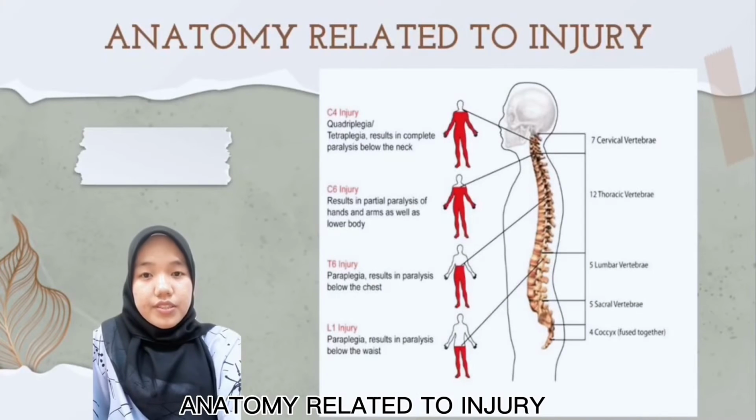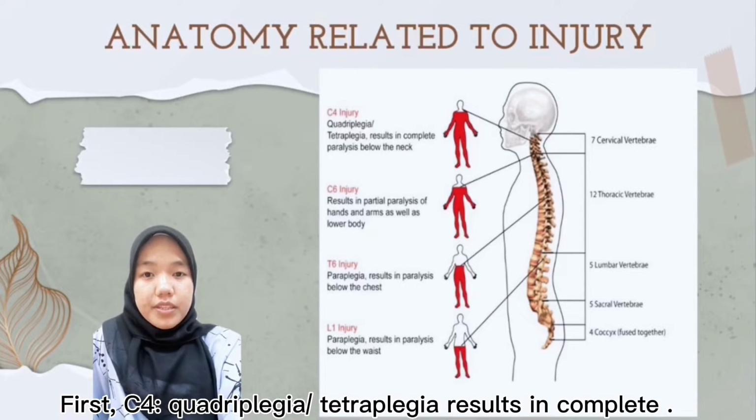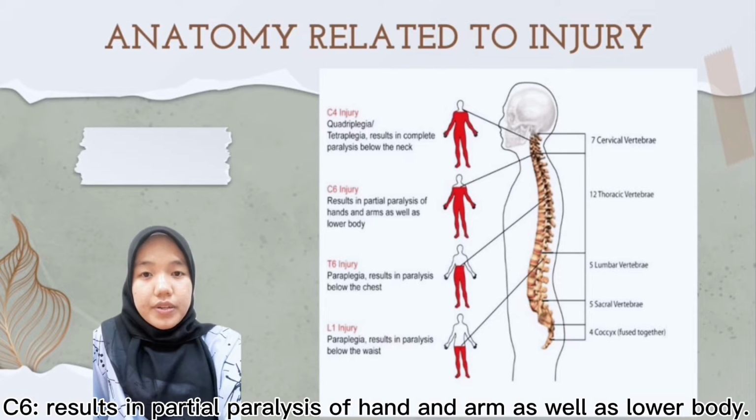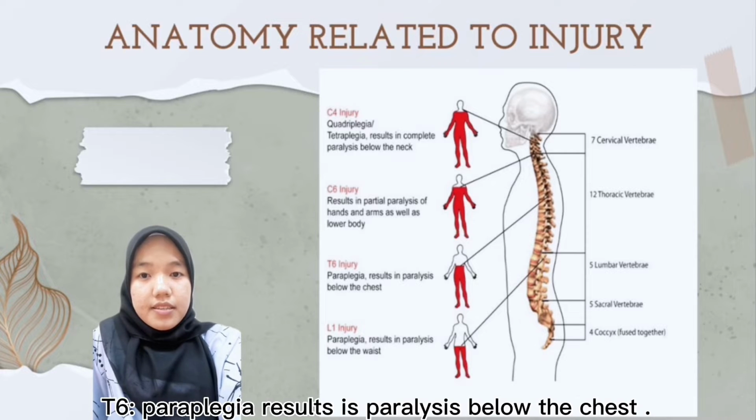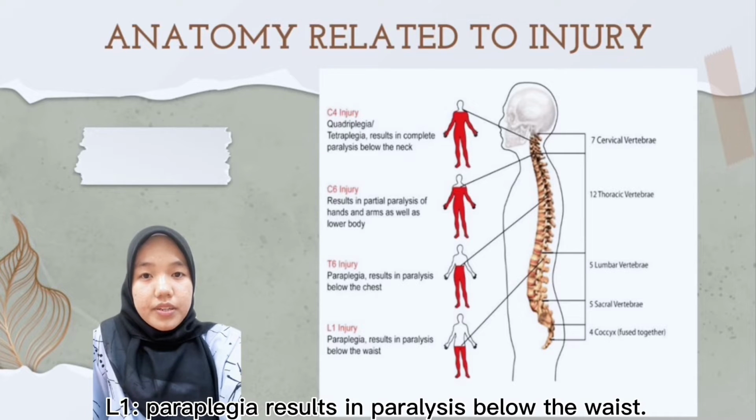Anatomy related to injury. First, C4 quadriplegia and tetraplegia result in complete paralysis. C6 results in partial paralysis of hands and arms as well as the lower body. T6 paraplegia results in paralysis below the chest. L1 paraplegia results in paralysis below the waist.